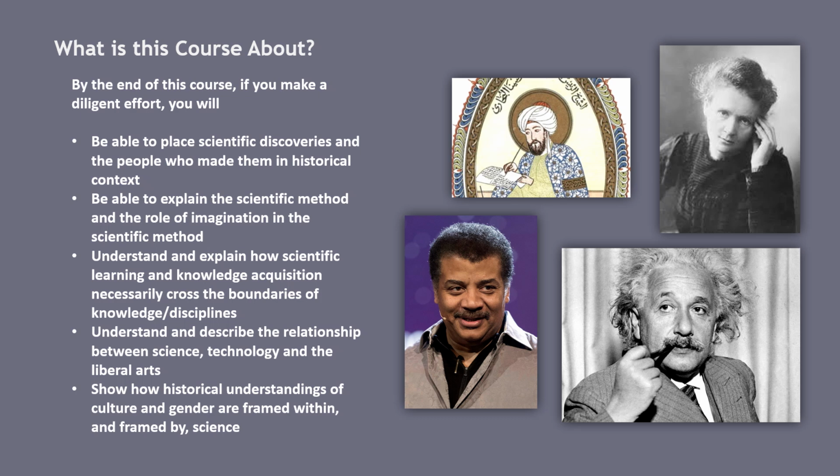So these are the formal course definitions. What's the course about? So here it is. Be able to place scientific discoveries and the people who made them in historical context. I've got a few pictures here for you. Be able to explain the scientific method and the role of the imagination in the scientific method. Understand and explain how scientific learning and knowledge acquisition necessarily cross the boundaries of knowledge or disciplines. Understand and describe the relationship between science, technology, and the liberal arts. And also show how historical understandings of culture and gender are framed within and framed by science. So these are some of the goals of the course, and these are the outcomes of the course, which I hope you will understand as we go through it.